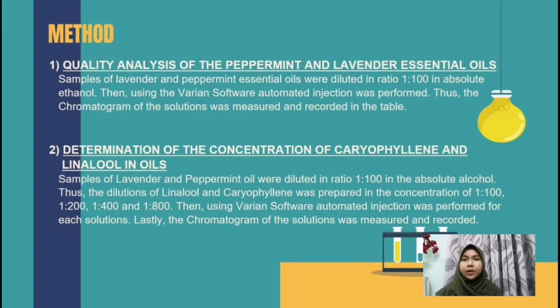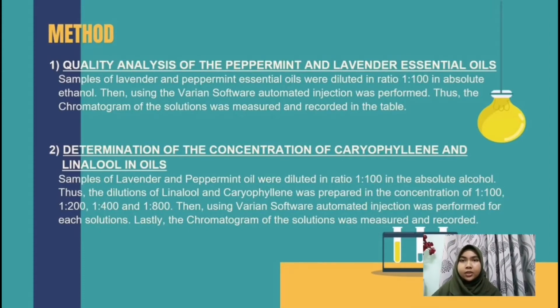Firstly, samples of lavender and peppermint essential oil were diluted in a ratio of 1:100 in absolute ethanol. Then, using the Varian software, automated injection was performed. Thus, the chromatogram of the solution was measured and recorded in the table.